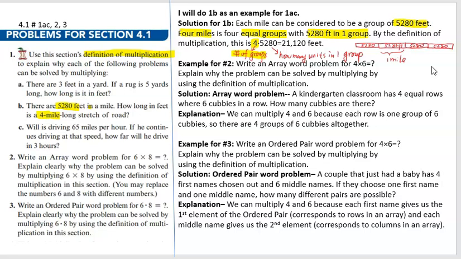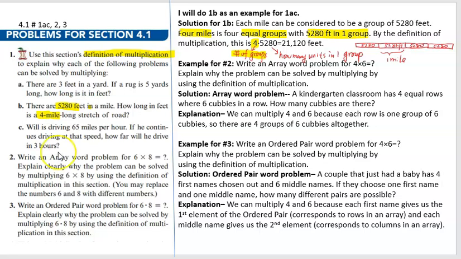Make sure that in your answer, the first sentence, if you don't want to say it, it's fine, because technically it's already in the second sentence. 4 miles means 4 groups. 5,280, it's that many in each group. Okay, now let's look at number 2.